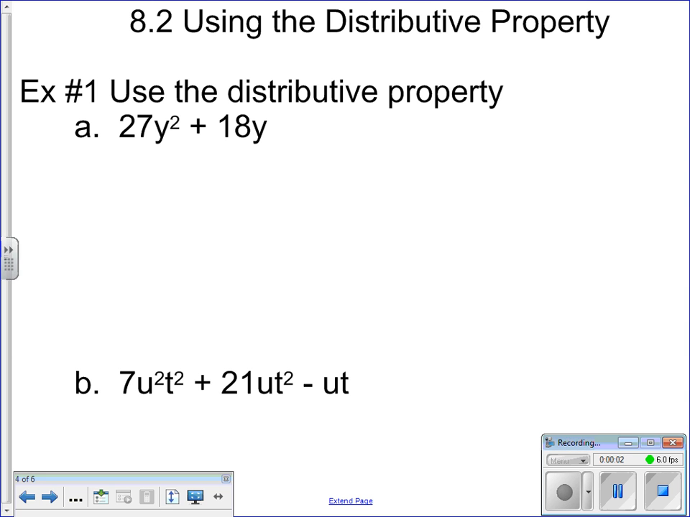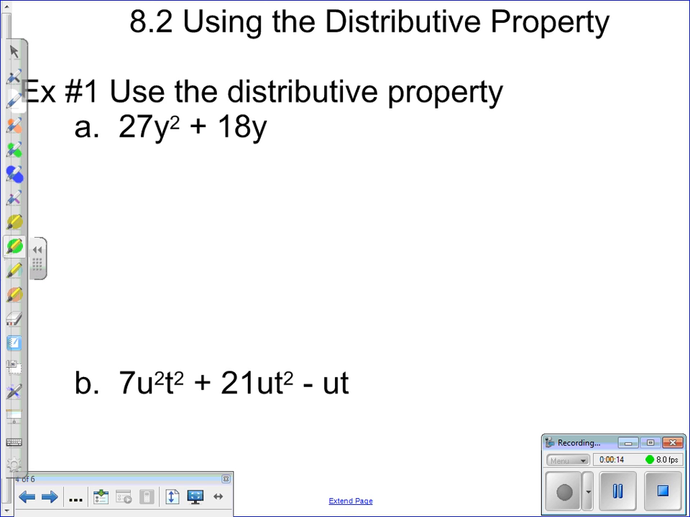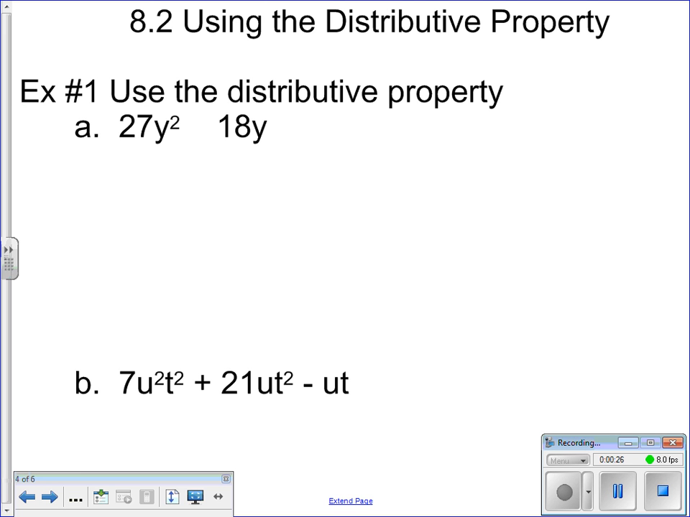Lesson 8.2, using distributive property. Now, if you remember lesson 8.1, we were using GCF to factor things. Well, the only difference between GCF and this problem is this plus sign right here. If that plus sign wasn't here, and I said, okay, find the greatest common factor of 27y squared and 18y, you should be able to do that.